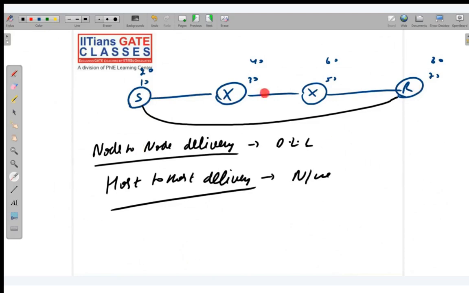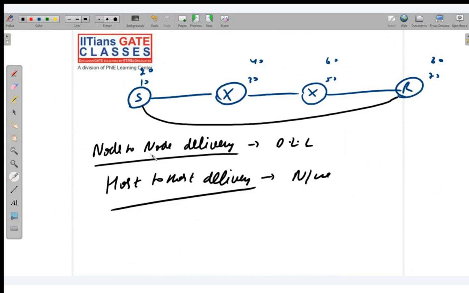Now, end-to-end delivery. Who will handle all the issues related to end-to-end delivery? That will be taken care by network layer. Now, end-to-end delivery is not sufficient. Now, for example, this is sender. This is a machine. This is a computer. So from this computer, you have sent data to this computer. Now, actually, who are communicating? Computers are not communicating. There are some processes in the computer which are communicating.